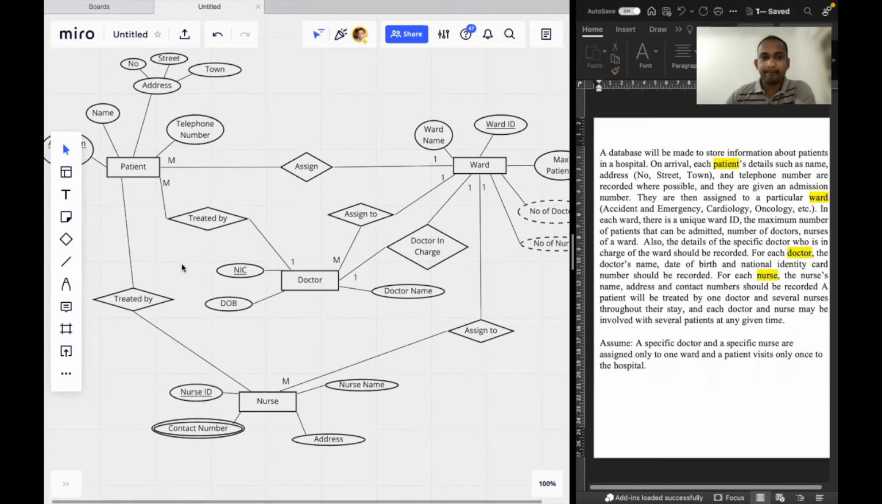And go to this one, patient treated by nurse. If you take one patient, treated by how many nurses? That means we are going to add the cardinality to the nurse side. If you want to add the cardinality to the nurse side, you have to take this patient as 1. If you take one patient, is treated by how many nurses? It is available: a patient will be treated by one doctor and several nurses. That means there can be more than one nurse available. Therefore, this side is many.